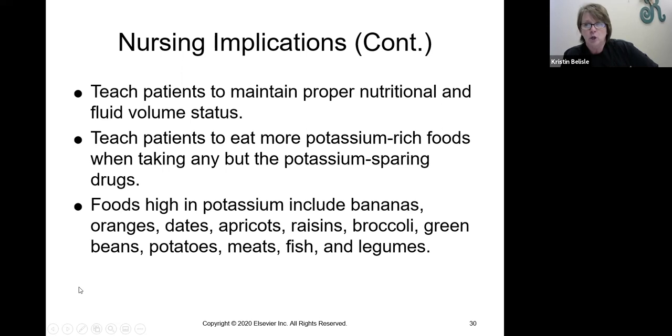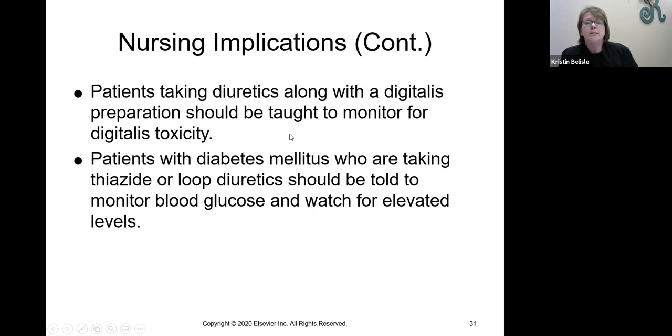I like dietary questions, guys, and you know it. I think we need to know these things. It's important because patients and clients need to know this, and it's difficult. I think nutrition is very difficult these days. We have too many choices and too much easy access, and it's very difficult to know what's in your food. Patients taking diuretics along with digitalis or digoxin preparations should be taught to monitor for digitalis toxicity. So we need to worry about dig toxicity.